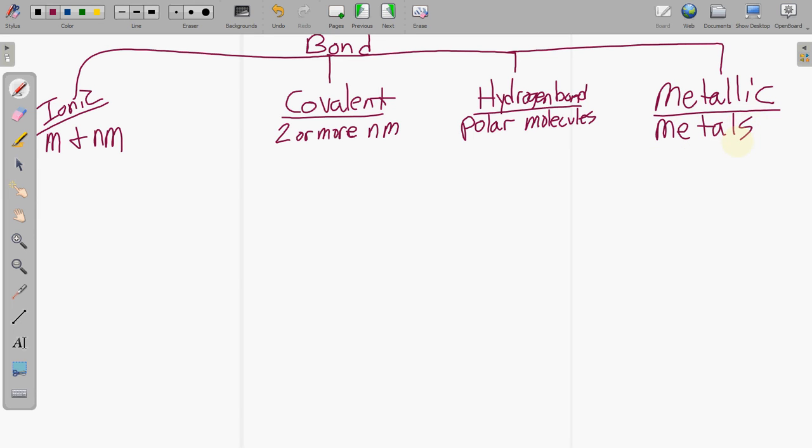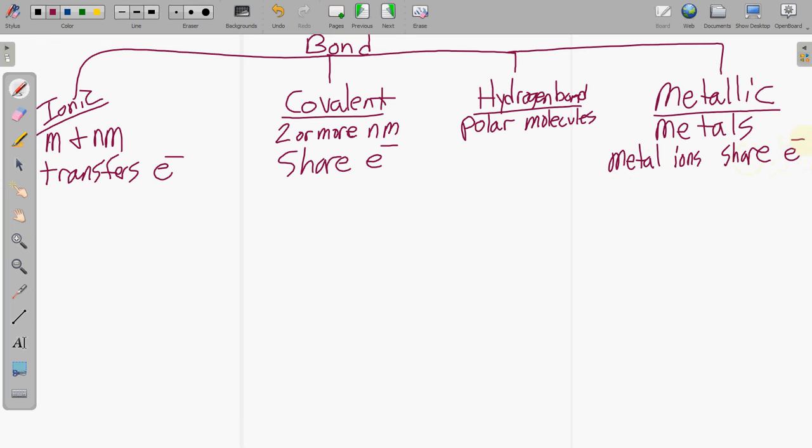Right? An ionic bond transfers electrons. Covalent bonds share electrons. Hydrogen bonds are just an attraction between the polar molecules. They don't really specifically have anything to do with valence electrons. And the metallic bonds kind of share electrons too. The metal ions share electrons. Okay. So if it's non-metals sharing electrons, it's a covalent bond. If it's metals sharing electrons, it's a metallic bond. Okay.